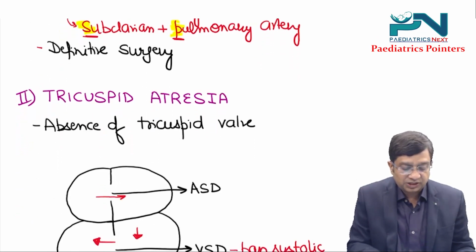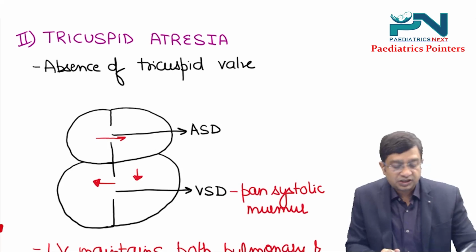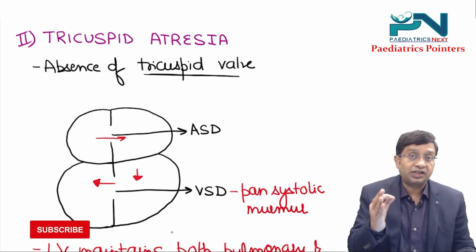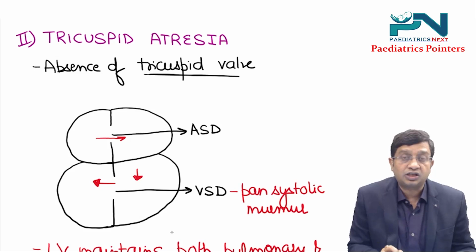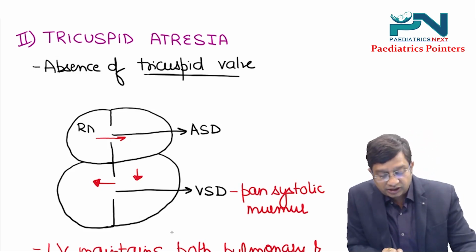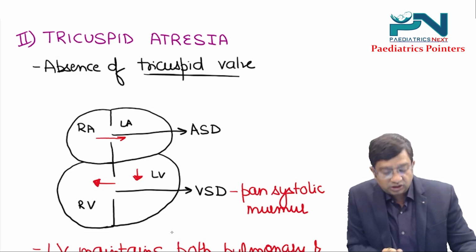Then is tricuspid atresia. In the tricuspid atresia, there is absence of tricuspid valve. If the tricuspid valve is absent, right atrium cannot pump the blood to right ventricle. How is the blood reaching the right ventricle? The blood first goes from the right atrium to the left atrium, then to the left ventricle, then to the right ventricle.